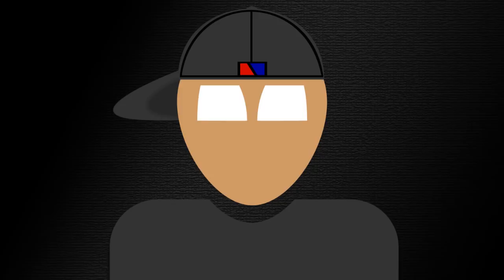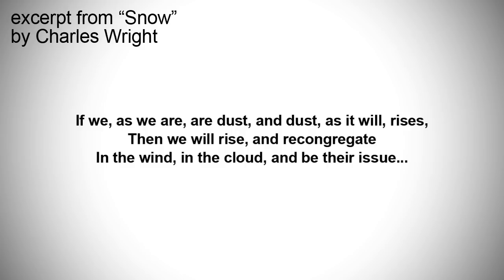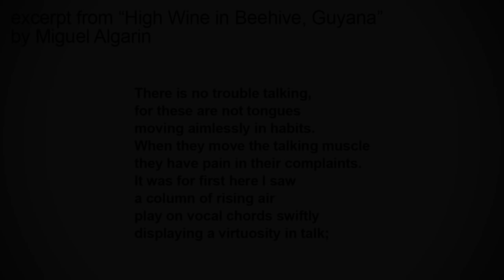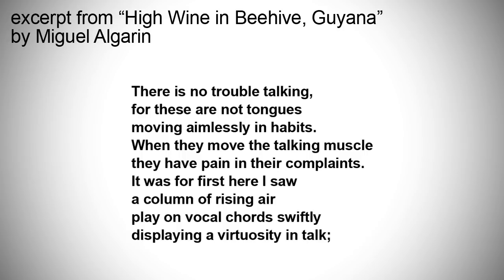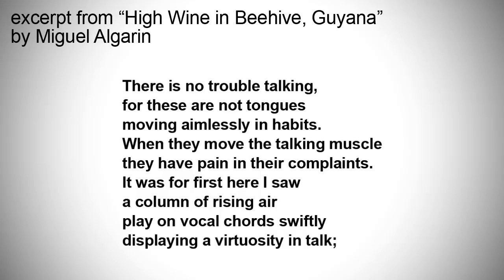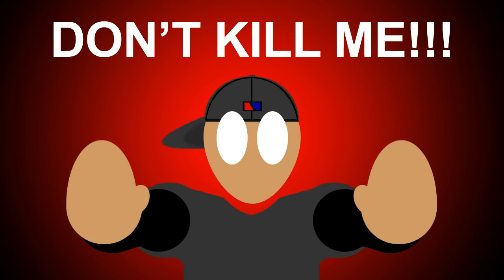Two examples of a free verse. First, an excerpt from Charles Wright's poem, Snow. If you notice, there's no fixed rhythmical pattern in the poem. Next, an excerpt from Miguel Algarin's poem, High Whining Beehive, Guyana. Again, the same thing. No fixed rhythmical meter, and it doesn't rhyme, but the imagery is heightened and the language is concentrated. All you Walt Whitman and Emily Dickinson fans, don't kill me.